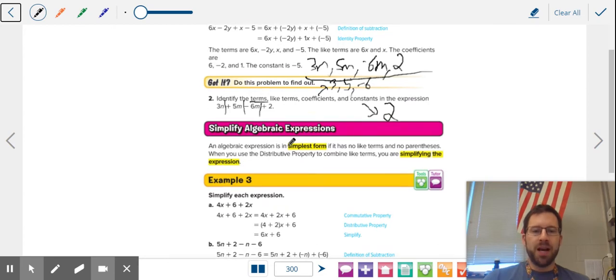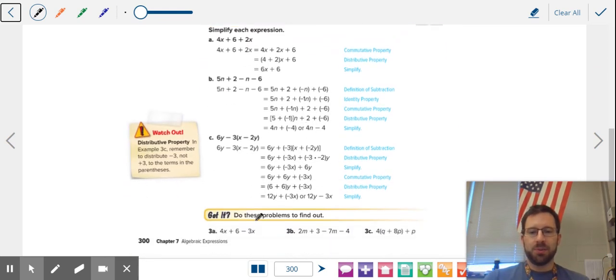So we did that. Terms, the coefficients are the numbers before the variables, and the constants are the numbers without the variables. Now, when we put these expressions in simplest form, we only put the like terms together. Anything else just comes along for the ride. So let's look at a couple examples.